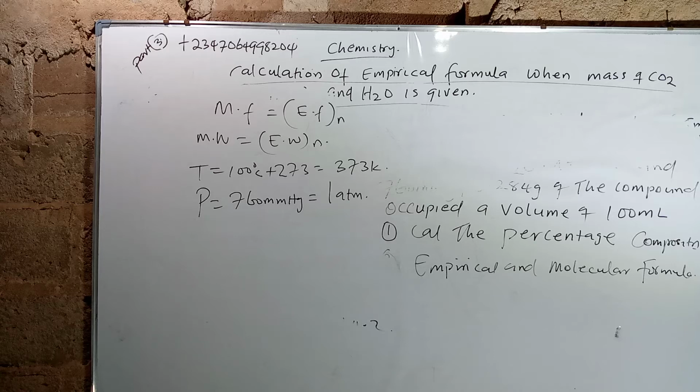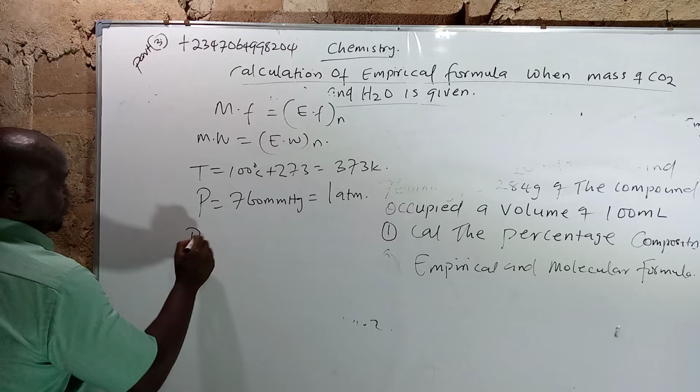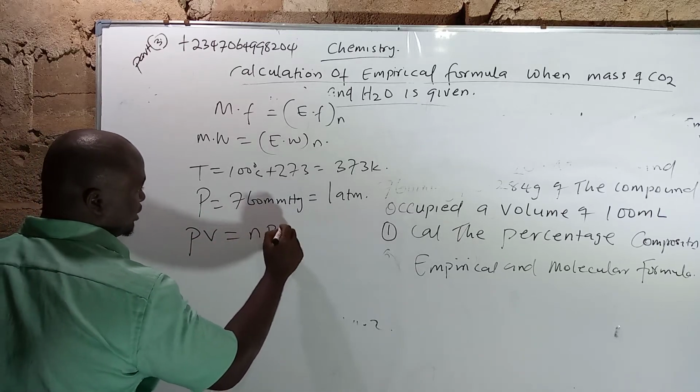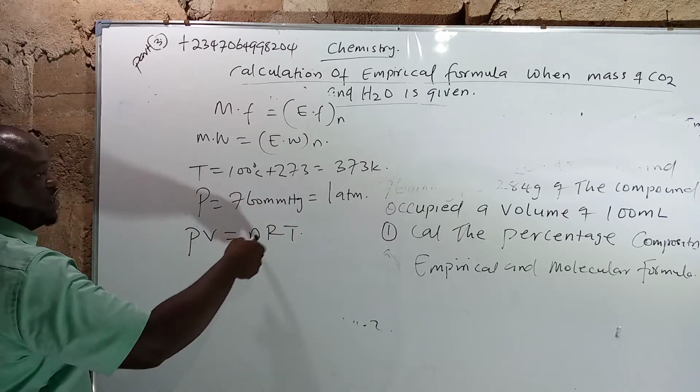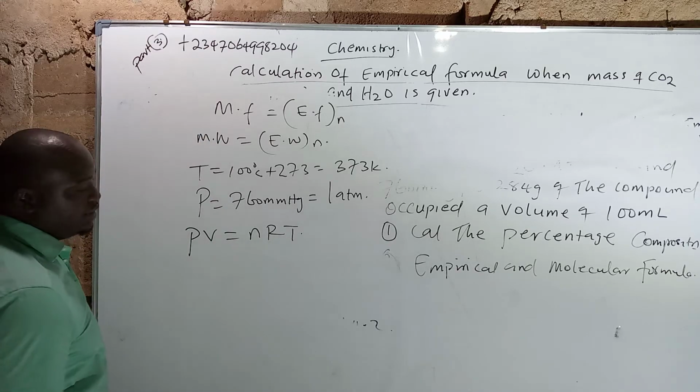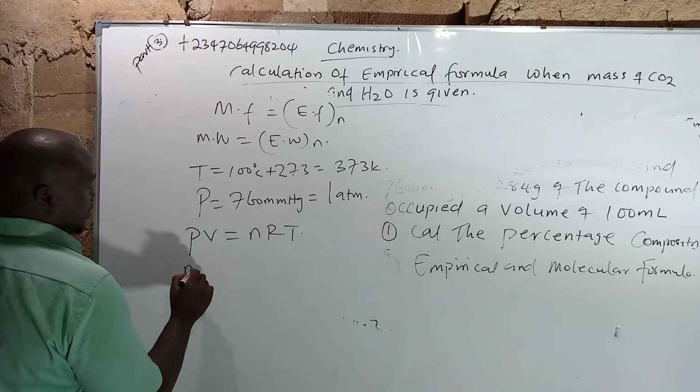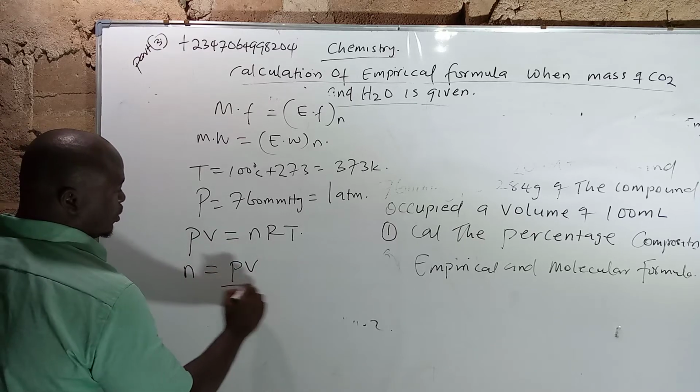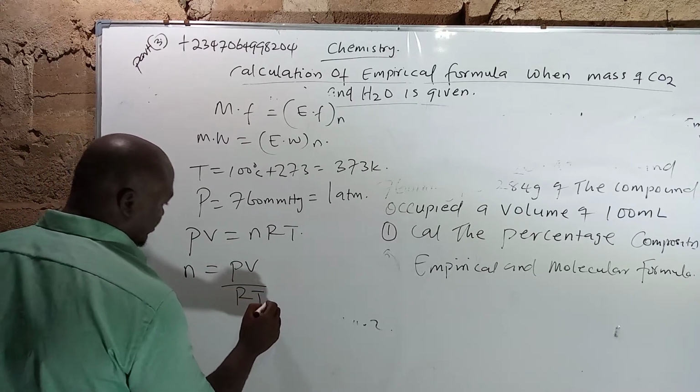Before we continue, we want to use the ideal gas formula, which is PV equals nRT. Why? We want to get the number of moles so that we can calculate the molecular weight, which is not given. And so your number of moles is PV all over RT.